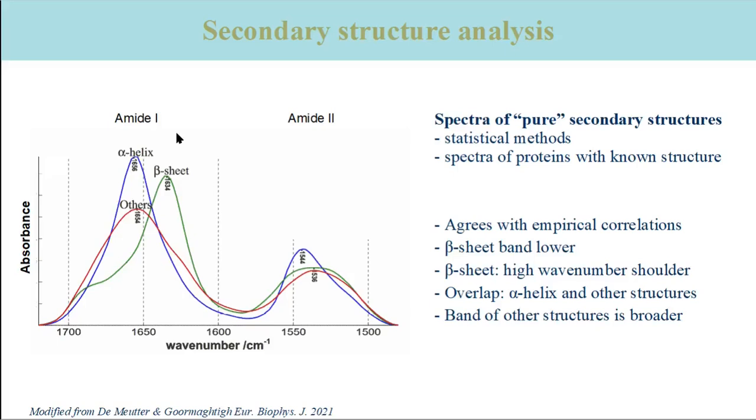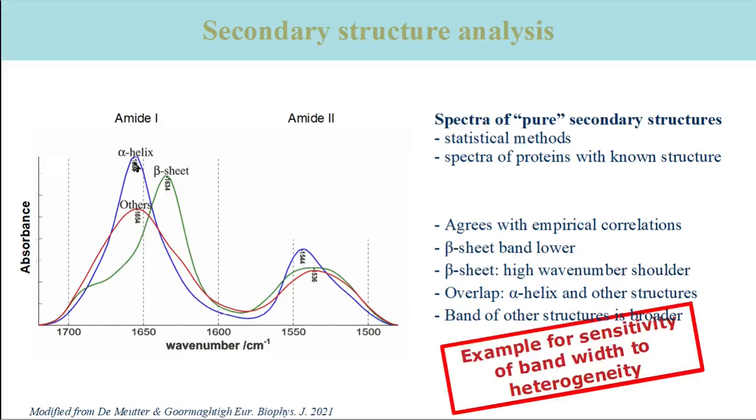The beta sheet spectrum has also a high wave number shoulder, shown here, that is often associated with antiparallel beta sheets. Note again that the absorption of alpha helices is found in the same spectral region as the absorption of other structures. However, the helix band is narrower due to a better defined structure. This exemplifies that the bandwidth reflects the conformational heterogeneity of the absorbing structures.